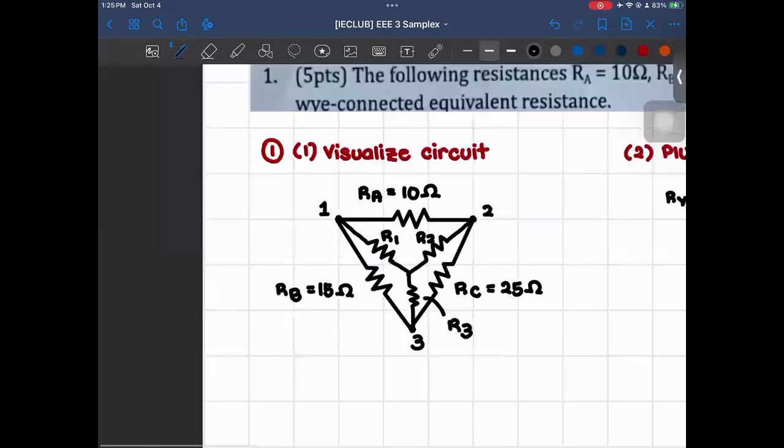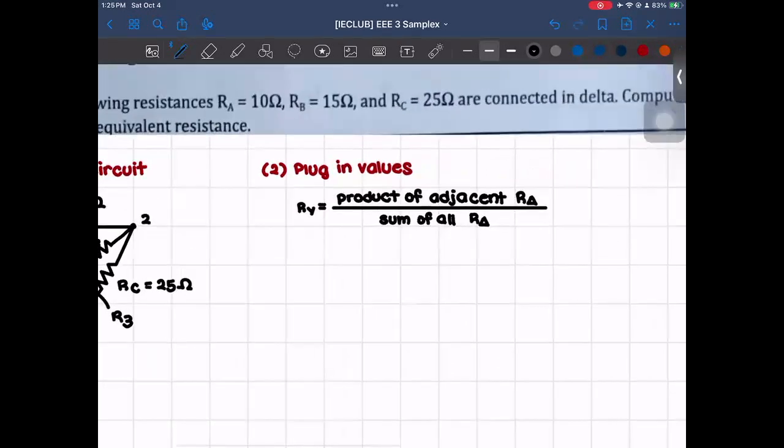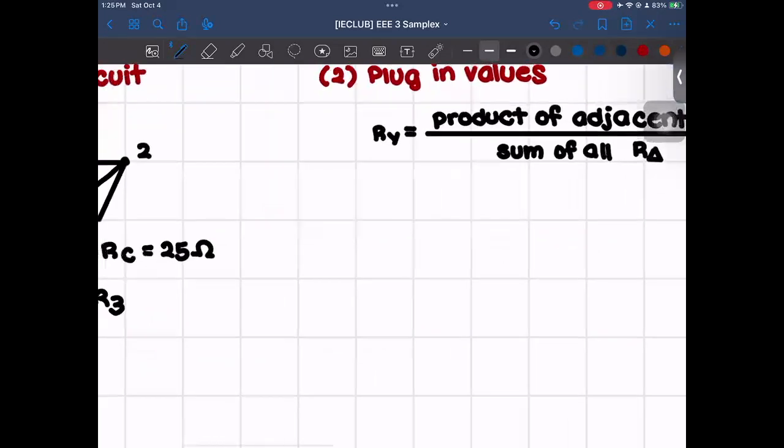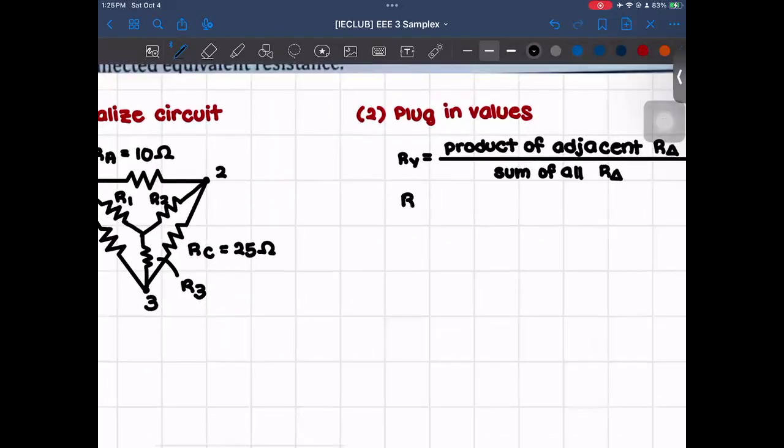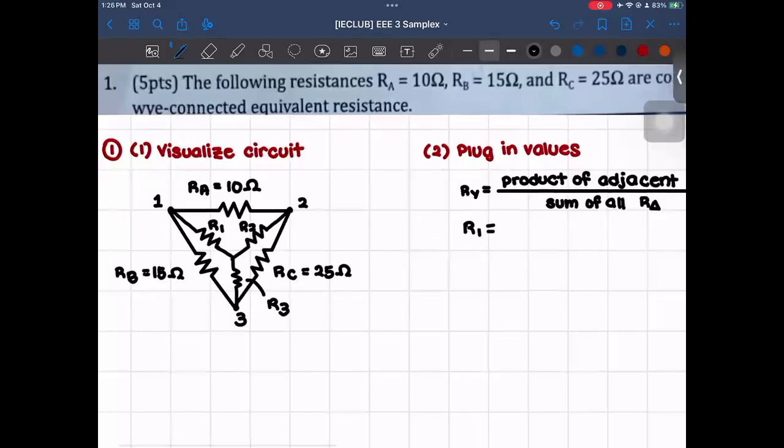And then next, now that we have it visualized, we plug in the values. If we want to find the Y-connected equivalent resistance, it's just the product of the adjacent delta-connected resistors all over the sum of all of these delta-connected resistors. So first, when we solve for R1, that would be equal to RA times RB all over the sum of all of these resistors, so RA plus RB plus RC.